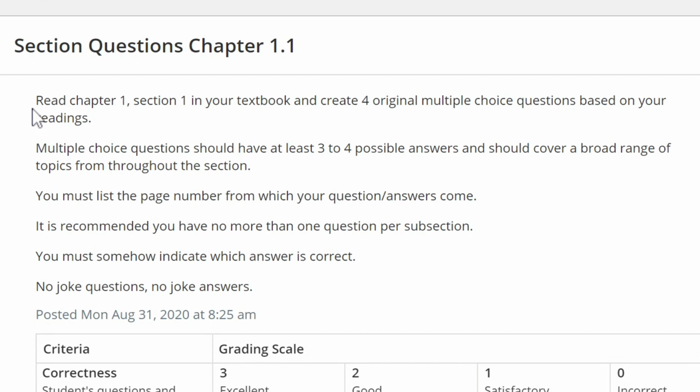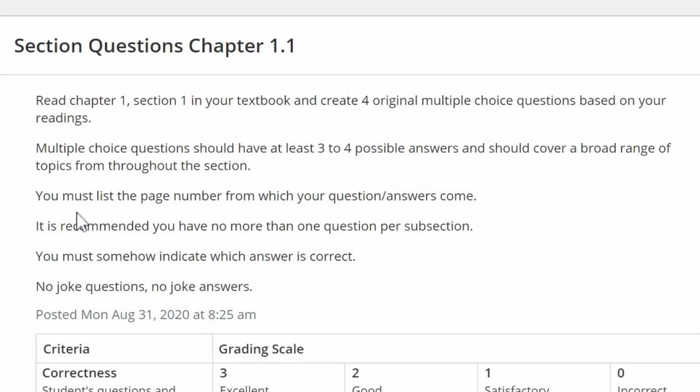In addition to listing what the actual question is and creating the 3 to 4 possible answers, you also have to mark which is the correct answer. Okay, so that's what it says down here. You have to mark which answer is correct. Easy way to do that is to put it in bold, make it a different color, anything along those lines.